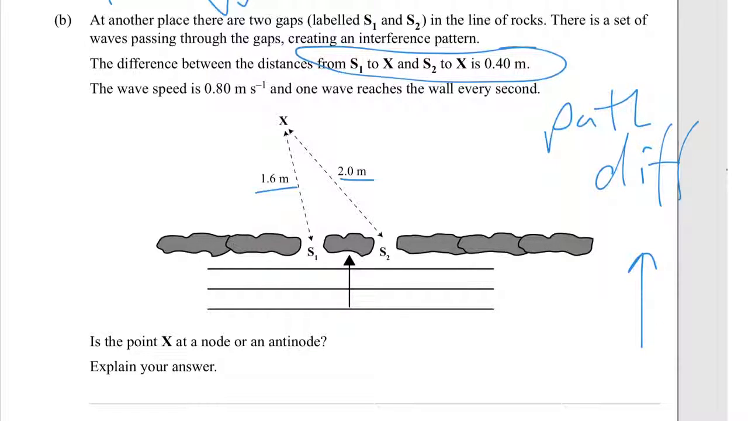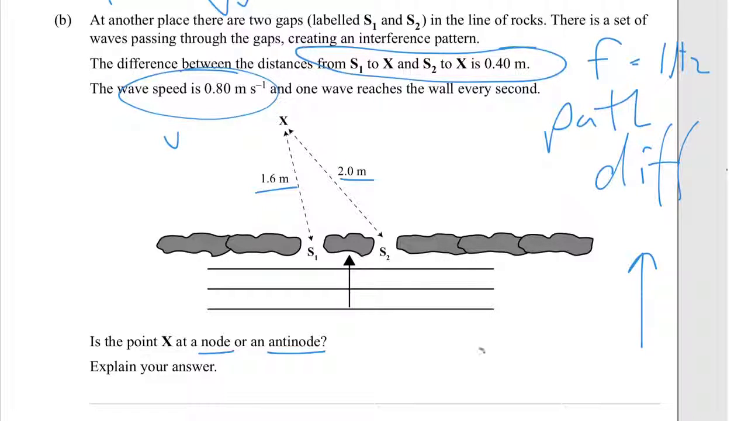The speed of the wave is that, and one wave reaches the wall every second. So that gives us a frequency also of 1 hertz, 1 per second. And we've got our v, in case that comes up. Is the point at X a node or an antinode? Explain your answer. So first of all, you need to know what a node is.